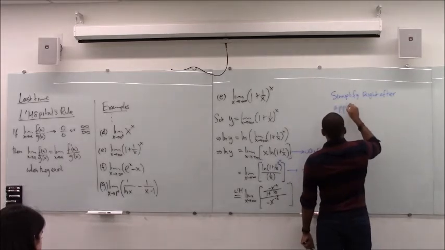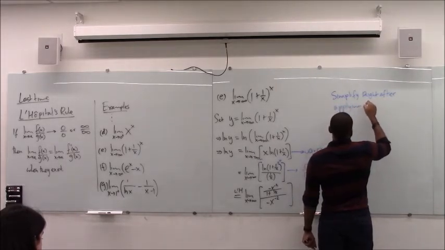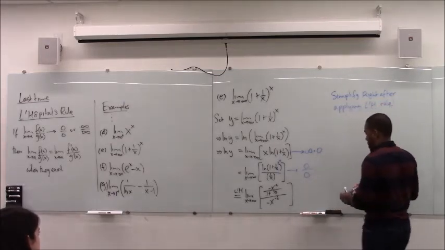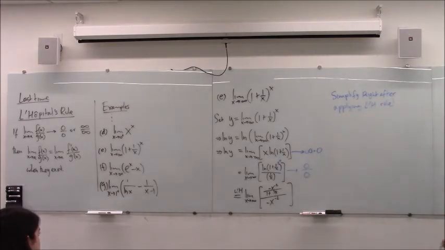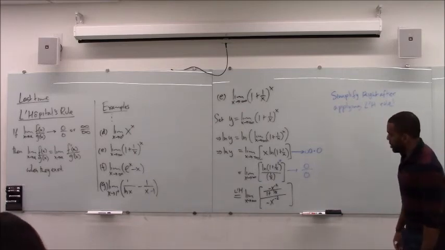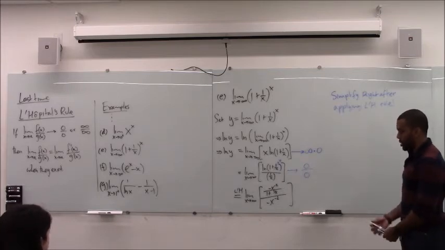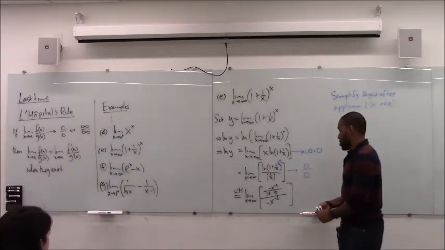Now, there are problems where you can repeatedly apply L'Hopital's rule. What you would notice here is if you let x approach infinity at this point, you would get 0 over 0 again.